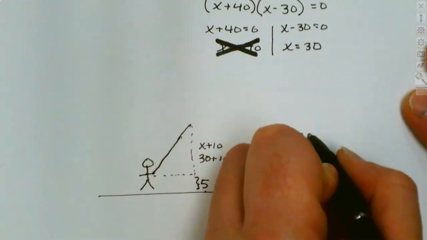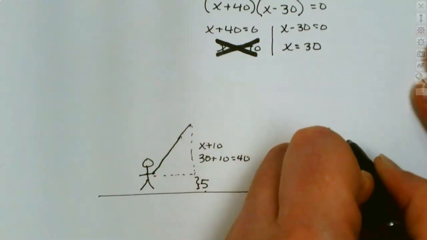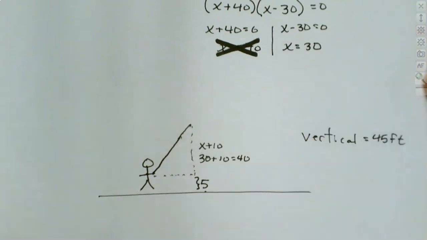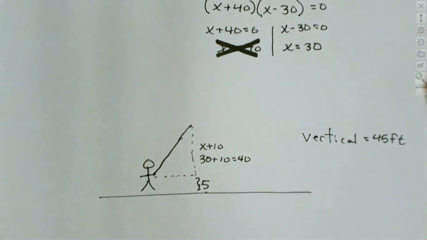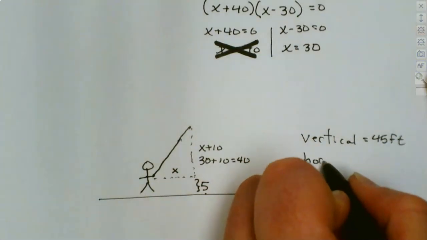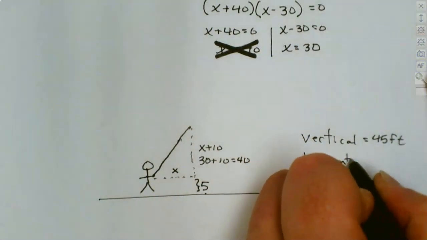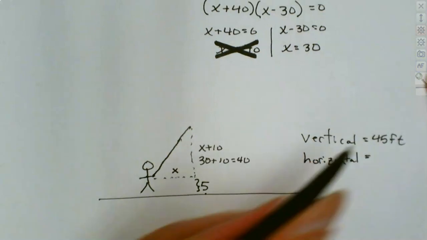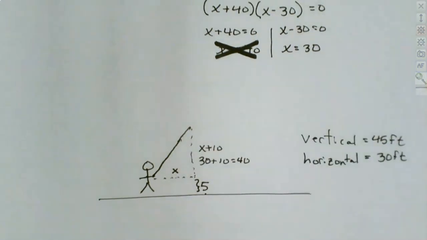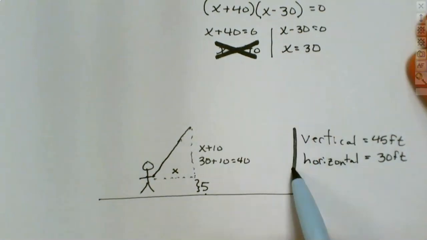So the vertical is going to be then 45 feet. So that takes care of that piece. Now, what about the horizontal? Well, the horizontal was simply x. We don't have to add anything to it. So my horizontal will simply be 30 feet. So 45 feet vertically, 30 feet horizontally.